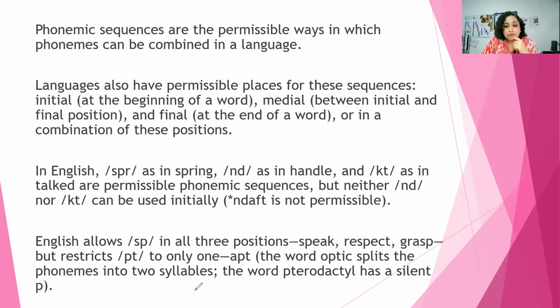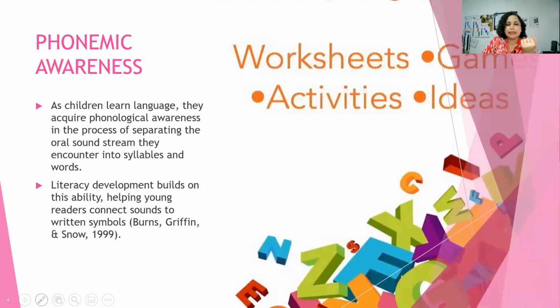English allows SPR in all three positions, speak, respect, grasp, but restricts others to only one. The word optic splits the phonemes into two syllables. The word pterodactyl has a silent P. So you also have those splits of the sound. Again, how are you going to learn all of this? Practice then. I keep on telling you this, practice then.